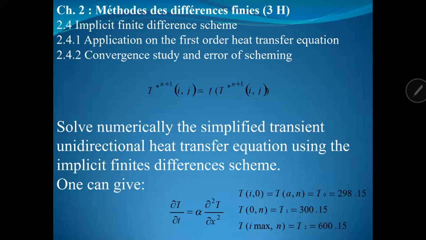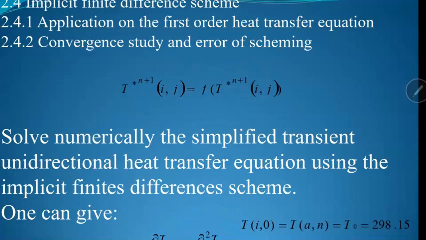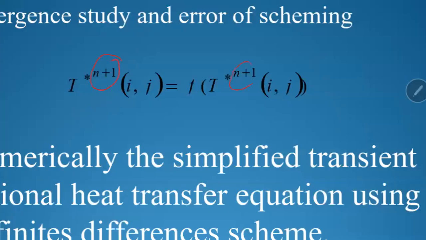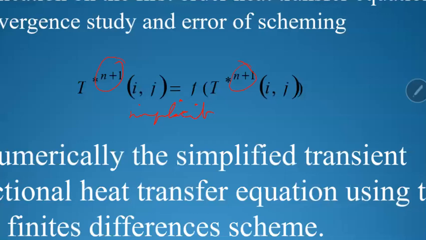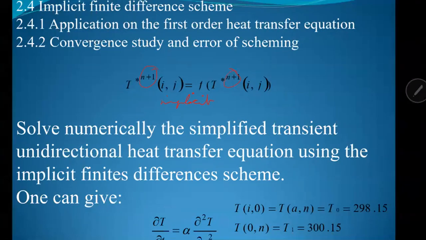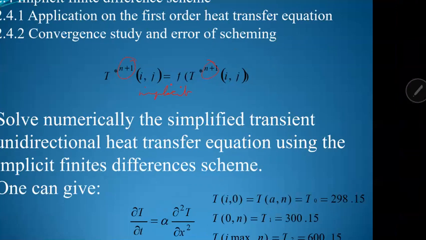We can say that when we express Tn plus 1 as a function of Tn plus 1, in this case I can say it is the implicit method. What does implicit method mean? How can Tn plus 1 be a function of Tn plus 1? In the explicit method, I need to use the initial condition to find the solution, and we need to find the exact initial condition to find the exact solution.